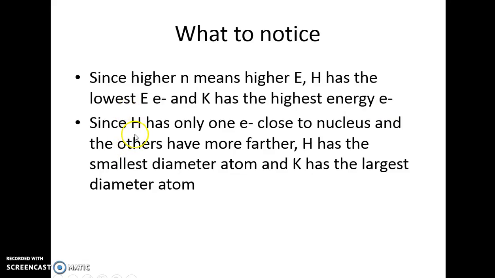Because hydrogen has only one electron close to the nucleus, and the others have more farther away, and remember the nucleus itself has almost no volume, it's the electrons that determine the volume of an atom. Hydrogen is a teeny tiny atom, and potassium, of the 4 on the periodic table that I've shown you, has the largest diameter atom.